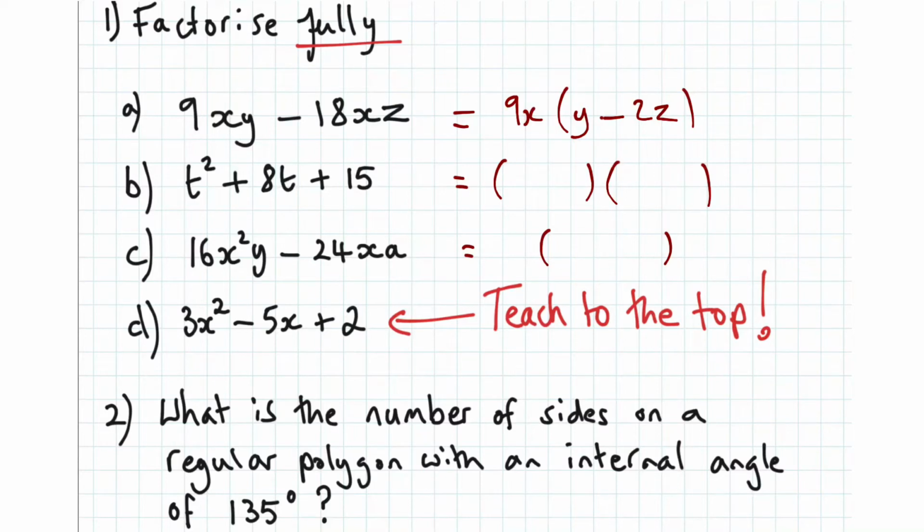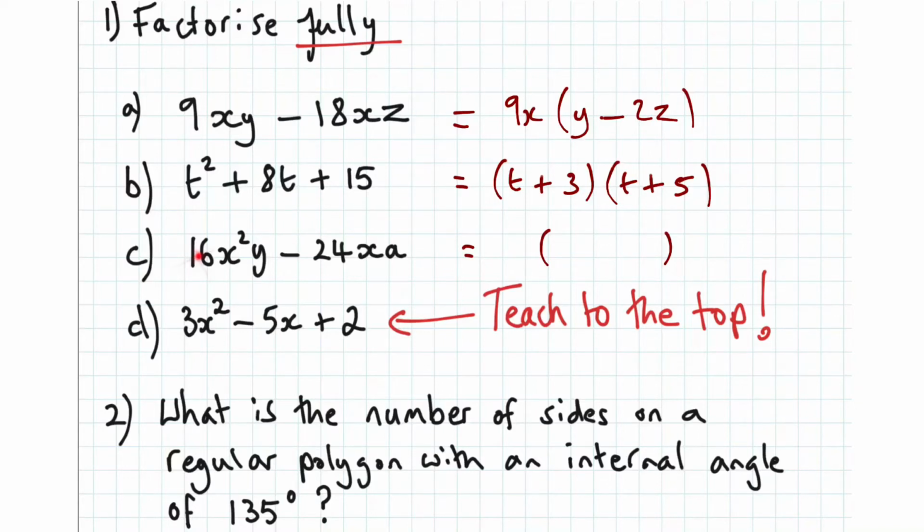On the next question, you need to think of two numbers that multiply to make 15 and add to make 8. And they are 3 and 5. That gives you that there. If you multiply that out, you'll see that that works. Same again on question C, same as question A, fully factorise.